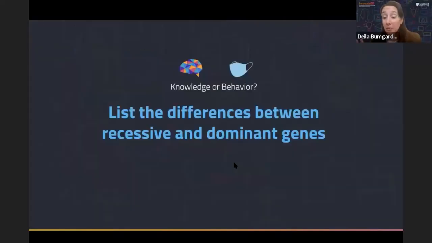So let's give some examples. I'm not advocating that these are perfectly written learning objectives, but they were taken from other materials in various stages of development. So very simple. What would you say? List the difference between recessive and dominant genes. Would you say that's a knowledge-based or a behavioral-based learning objective?